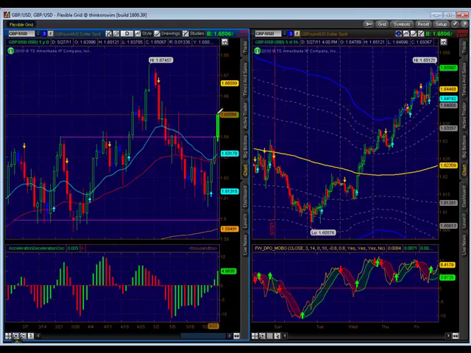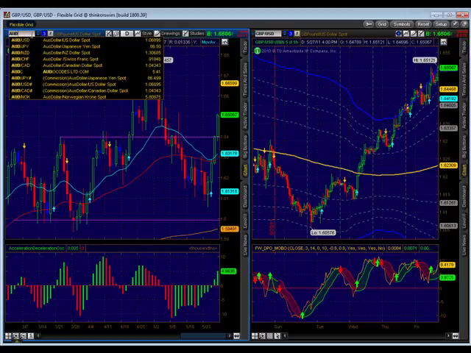I will sit on my hands right now and let's get a pullback to maybe come back to the 20 moving average, let that catch up and bounce off of that. The last thing we're going to look at are just the two exotic pairs.